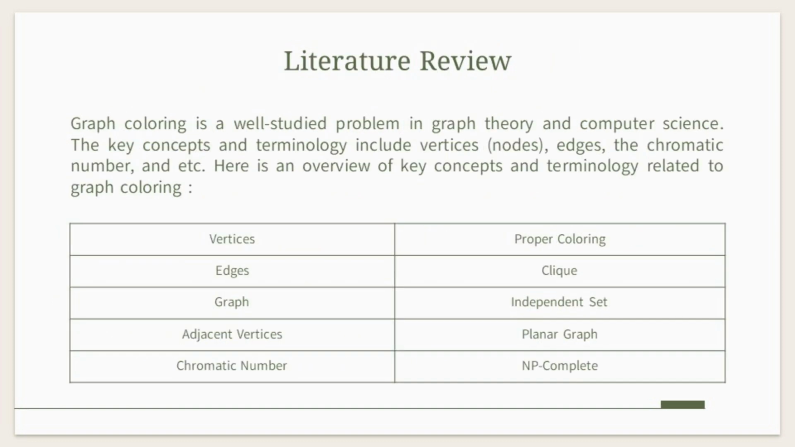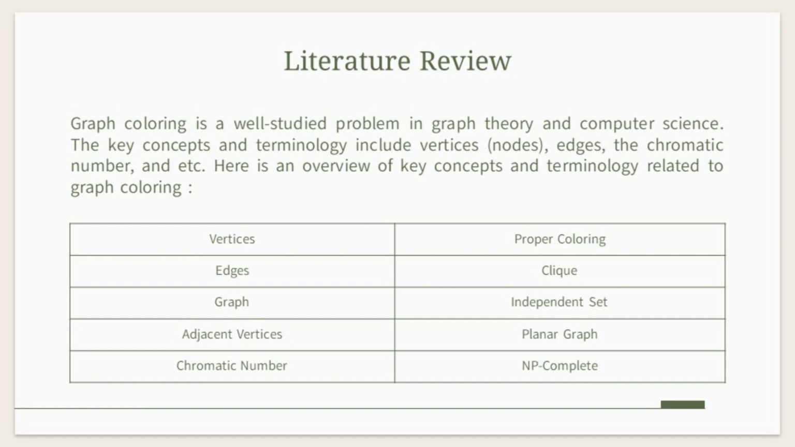2. Literature review. Graph coloring is a well-studied problem in graph theory and computer science. The key concepts and terminology include vertices, nodes, edges, the chromatic number, and so on. Here is an overview of key concepts and terminology related to graph coloring. Vertices, nodes. The fundamental units of a graph, represented as points or circles. In graph coloring, each vertex must be assigned a color.